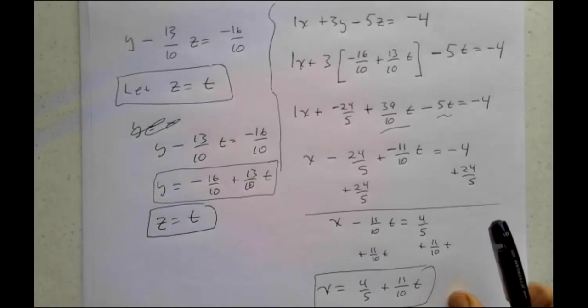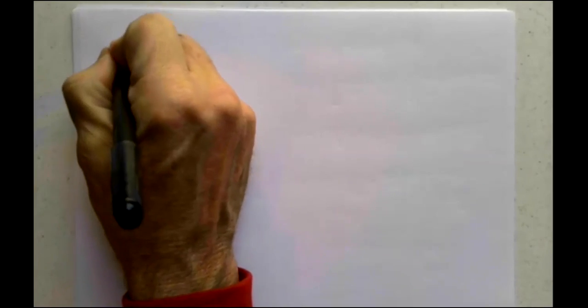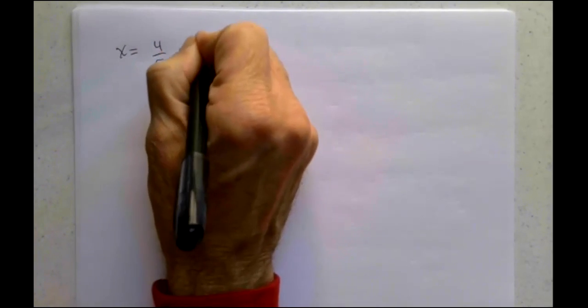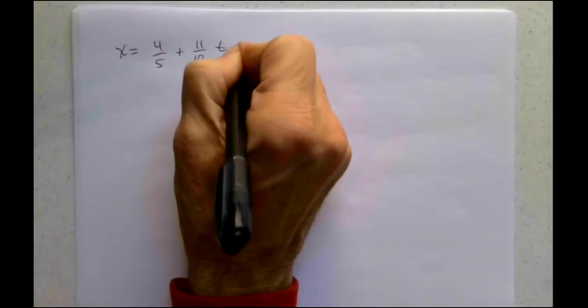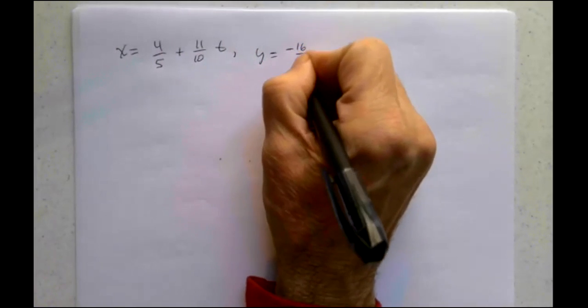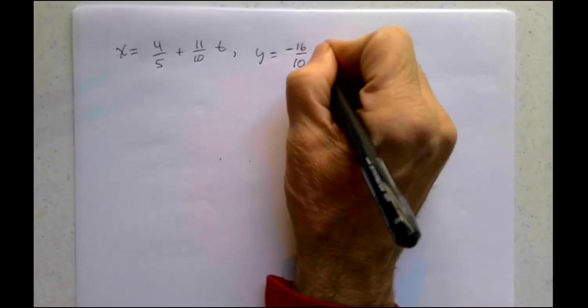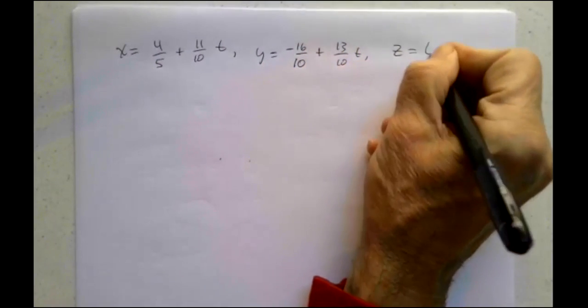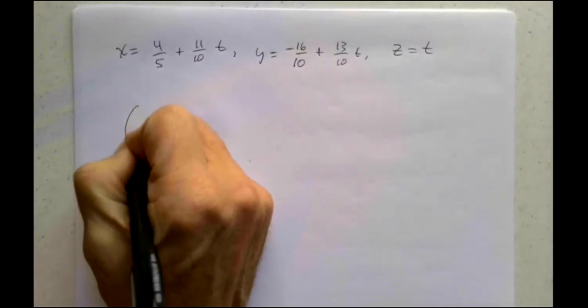I like to write that in terms of triples. So I'm going to go ahead and do that on the next page here. So what are my three rules? We have x is 4/5 plus 11 tenths t. Y is -16 tenths, or -8/5. I'll probably change it now. Plus 13 tenths of t. Z is t.